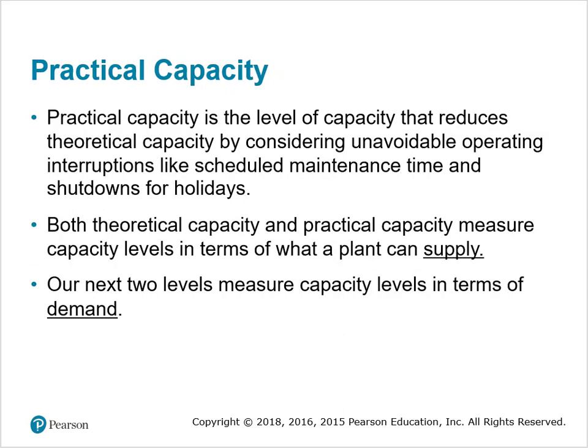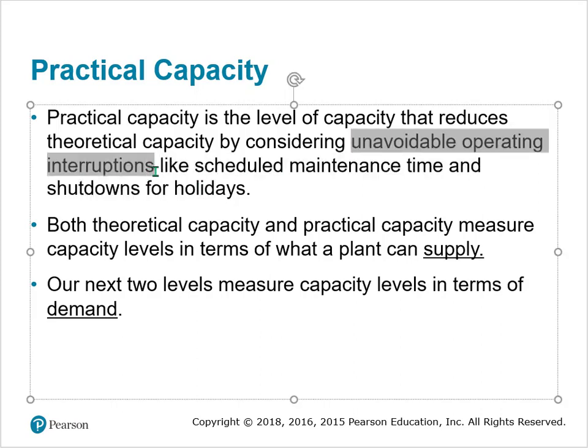Now, we already know that both engineering and human resource factors are important when estimating theoretical or practical capacity. Engineers can provide input on the technical capabilities, while human resources can evaluate employee safety factors, such as increased injury risk, where the line operates at faster speeds. So practical capacity is the level of capacity that reduces the theoretical capacity by considering unavoidable operating interruptions.